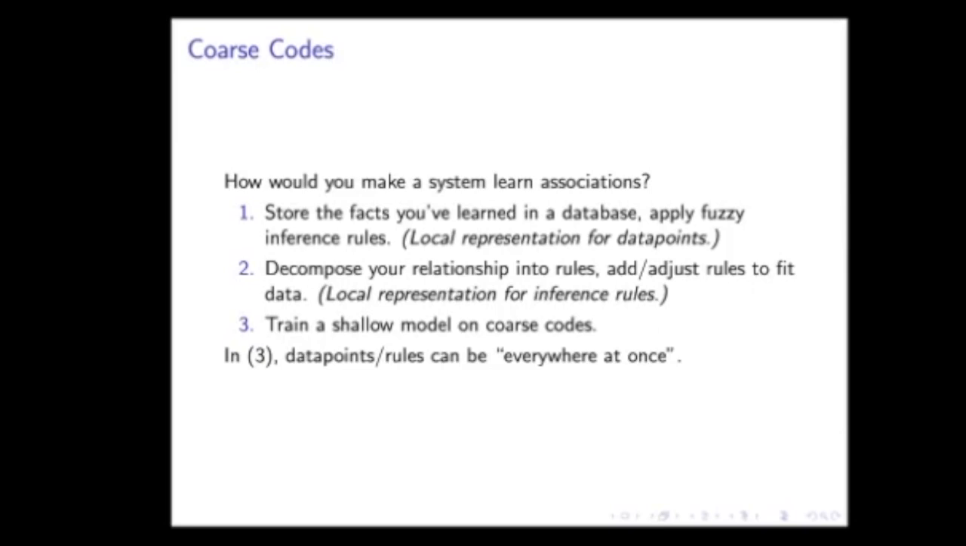There are a few strategies that come to mind. For example, maybe I can just store all the data I've ever been given in a database, one row per data point. And then when a new data point comes in for me to do inference on, I'll do k nearest neighbors or apply some sort of fuzzy inference rules on the fly, use some sort of fuzzy logic. And I would call this a local representation for data points because the way my system is structured, I can look at it and see, yeah, that area there, that's dedicated to this one data point. And that's dedicated to this data point and so on.